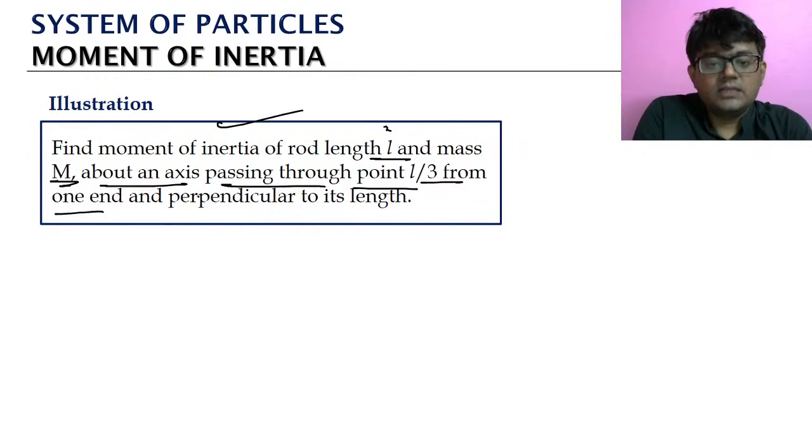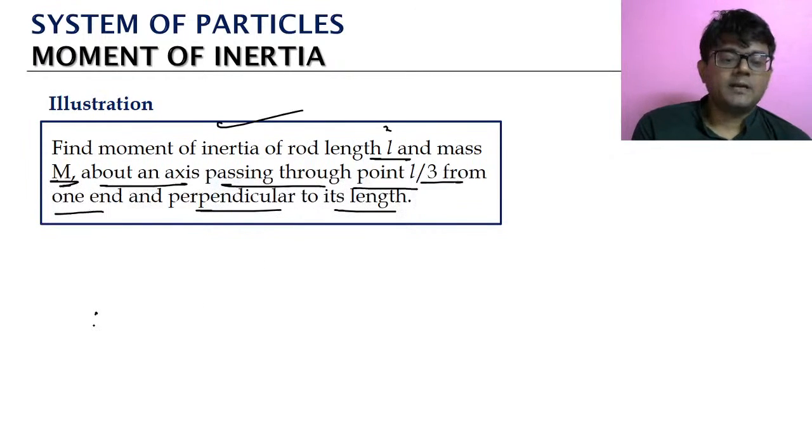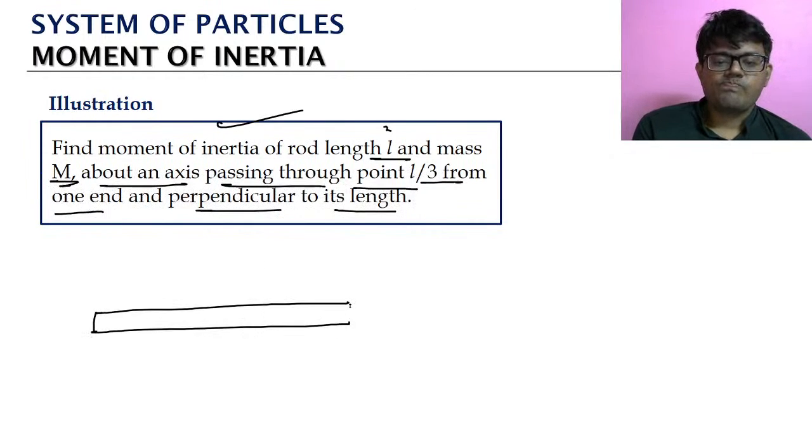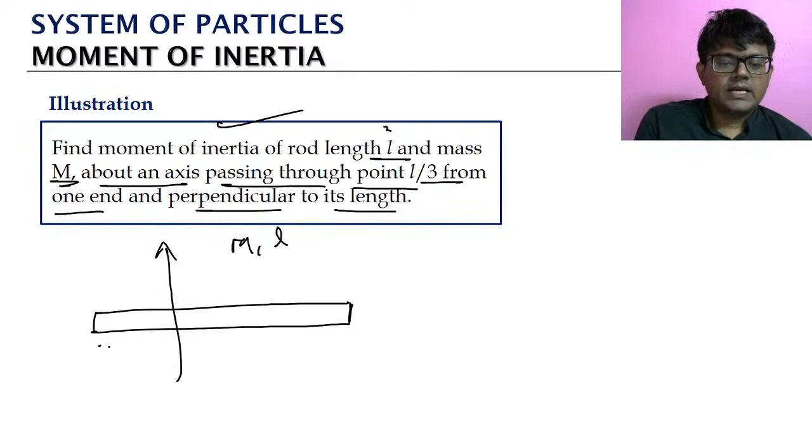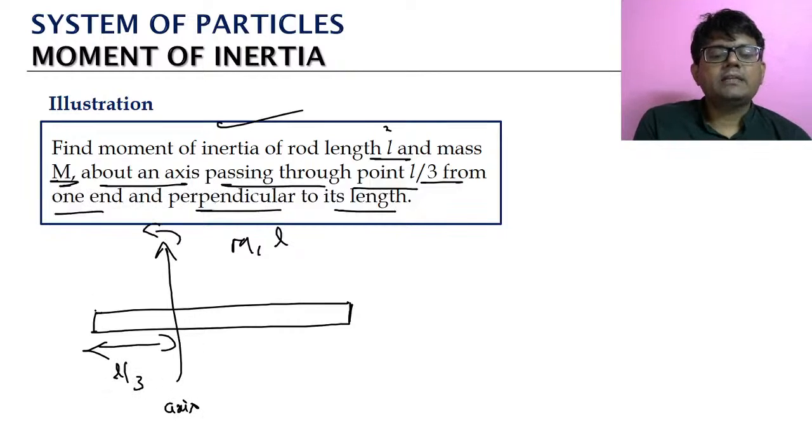So from one end, the axis is passing through a point which is at a distance L by 3, and the axis is perpendicular to the length. Look here. So how does it look? We have a rod, with mass m and length L. From one end we are looking at an axis passing through a point at L by 3 distance from this end.